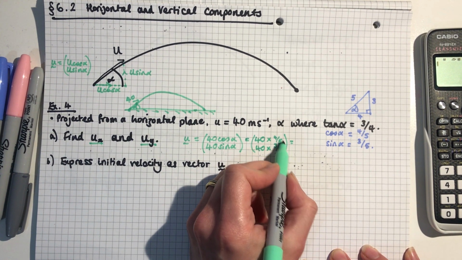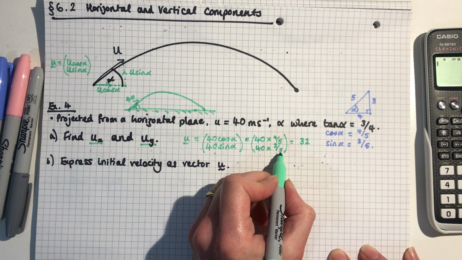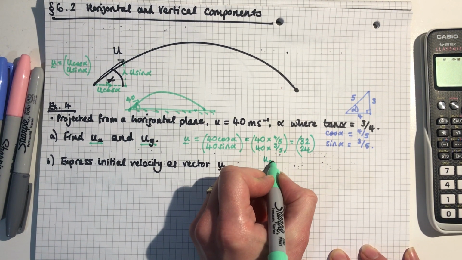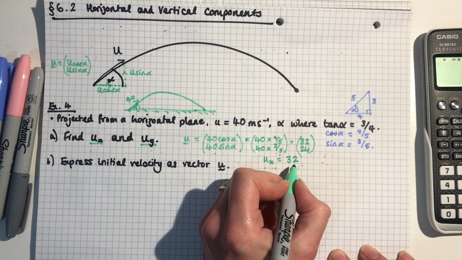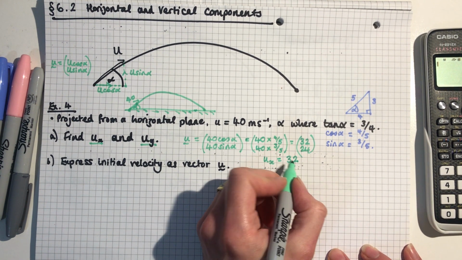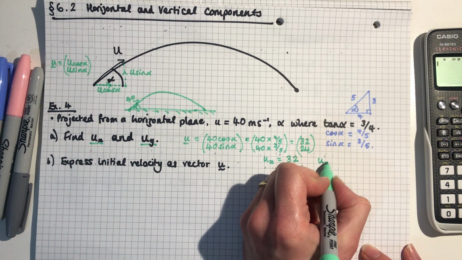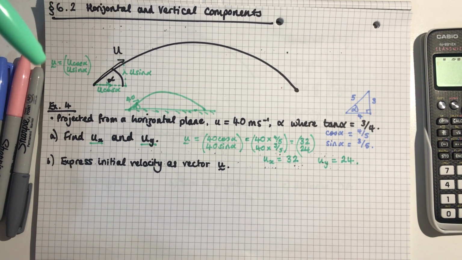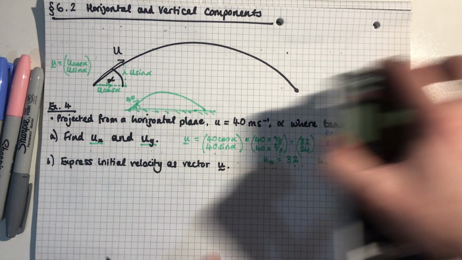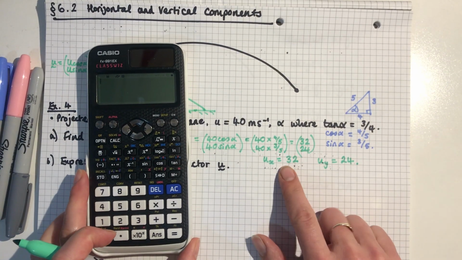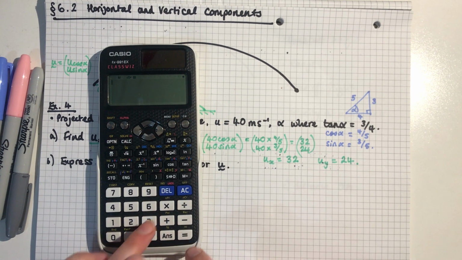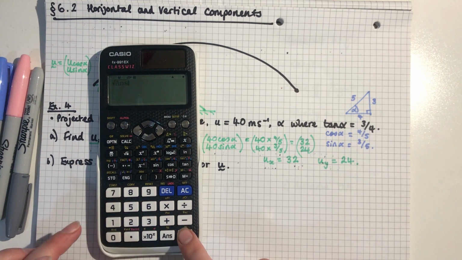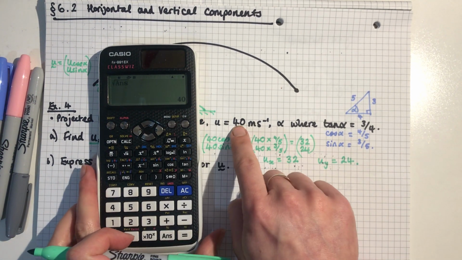40 over 5 is 8, times 4 is 32. 40 over 5 is 8, times 3 is 24. So my horizontal component of the speed is 32 meters per second, and my vertical component of the speed is 24. And together, the pair of them, let me show you something clever here. Imagine it like Pythagoras with a horizontal and a vertical at right angles to each other. 32 squared plus 24 squared, and then square rooted gives us the initial speed of 40.